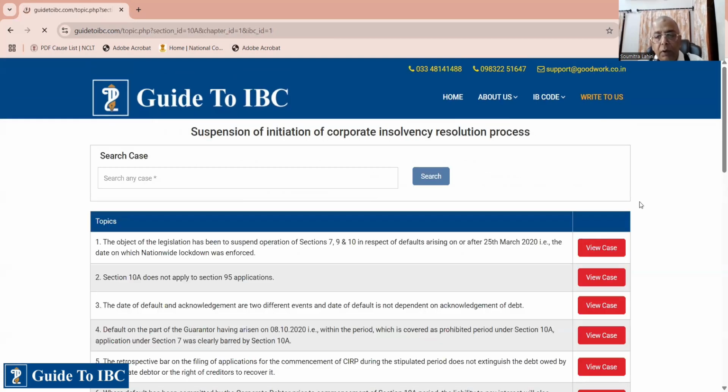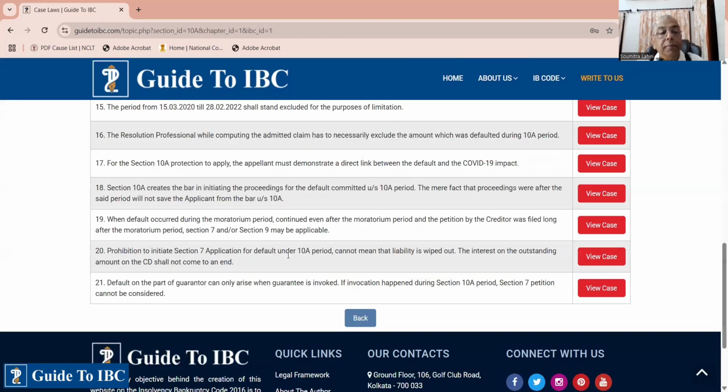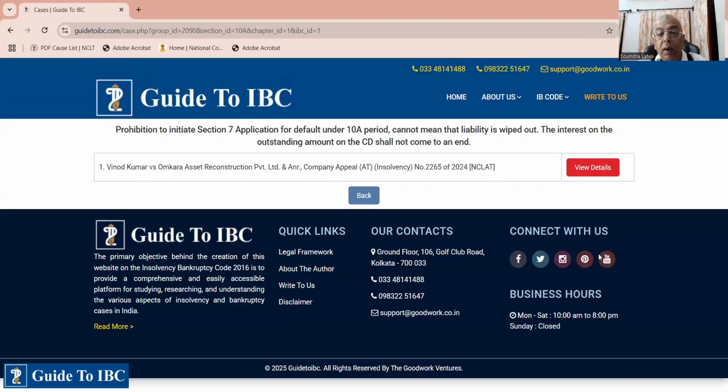And let us go to another judgment of 10A only. This is also a very recent judgment of Vinod Kumar versus Omkara Asset Reconstruction Private Limited. This is Company Appeal 2265 of 2024. The topic says prohibition to initiate Section 7 application for default under Section 10A period cannot mean liability is wiped. You're only debarred from proceeding against the debt, but the debt is not wiped.